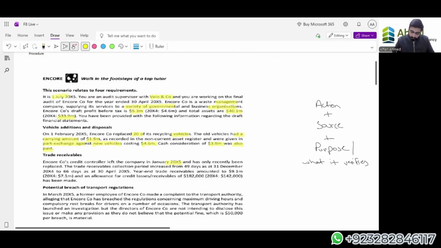Okay. Now the trade receivable collection period increased from 49 days as at 31 December to 66 days. So 49 to 66 days, that is a substantial change. If the days are increasing, what does it mean? This is the indicator.